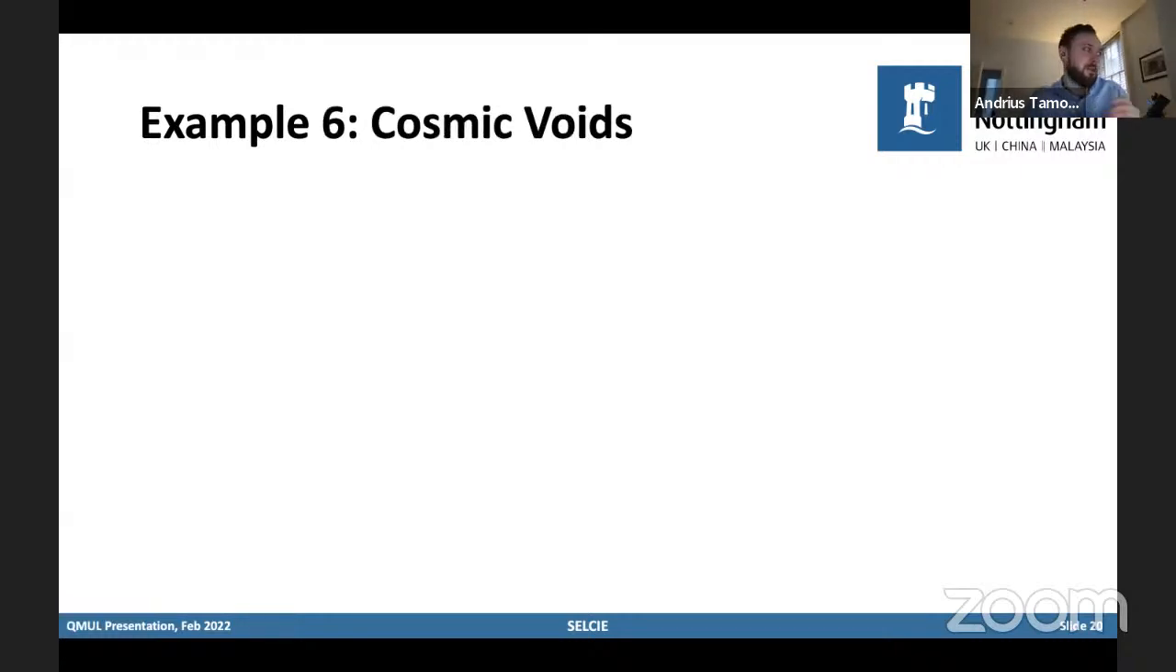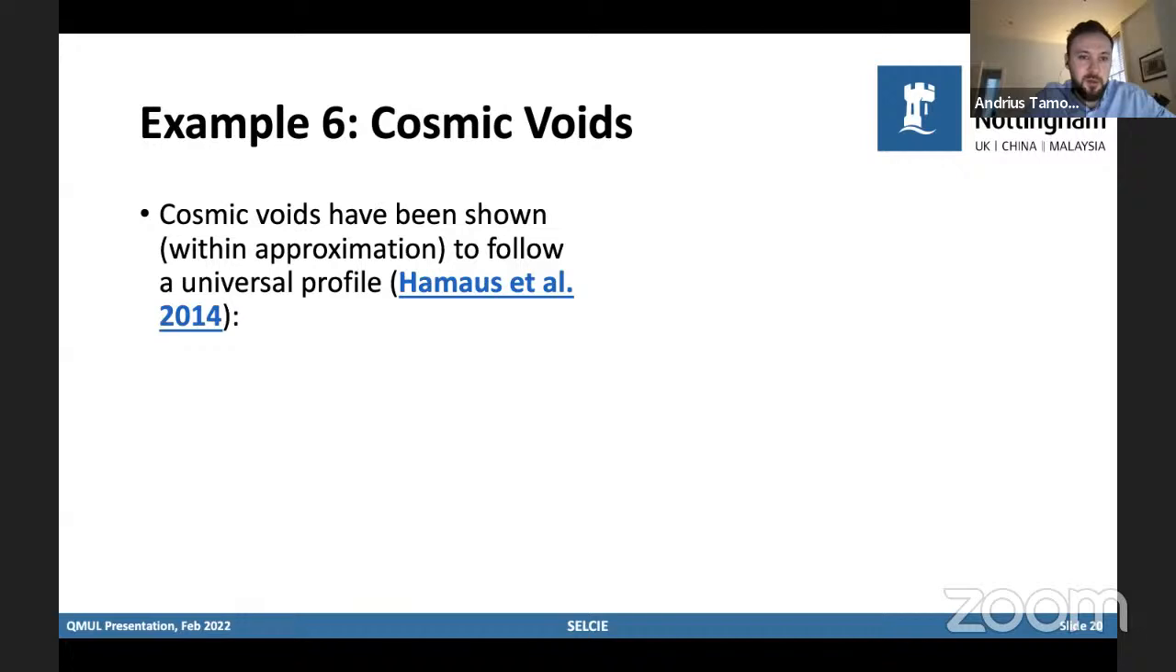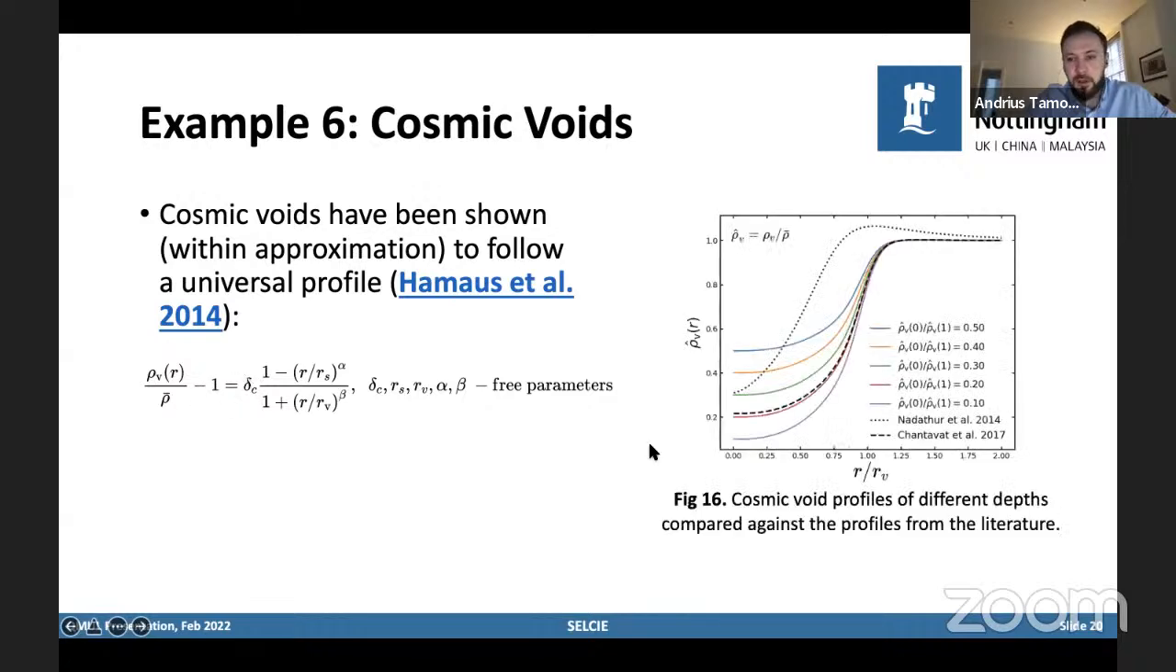Okay, so the last example, and this is what we're working on at the moment, is cosmic voids. Cosmic voids have been shown, to some approximation, to follow a universal void profile. There are a couple of choices here, as is the case with the dark matter halos, but this is one possible choice for the void profile. It looks something like that.